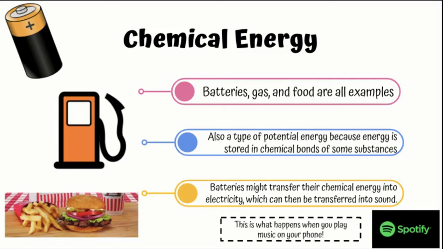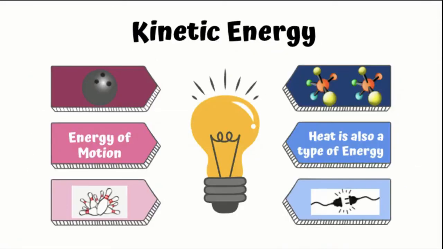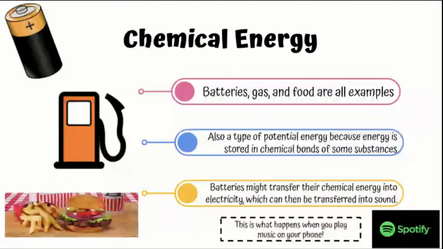So batteries also might transfer their chemical energy into electricity, which we found out was kinetic energy, which can then be transferred into sound. So if we think about when we charge our phone at night, we're using our electricity to charge our battery, which is chemical energy. Then we're using the chemical energy to turn on our phone, the electricity, which is kinetic energy, and then it's going to be transferred into sound. So say we're playing our favorite song on Spotify, and that can be then transferred into sound.